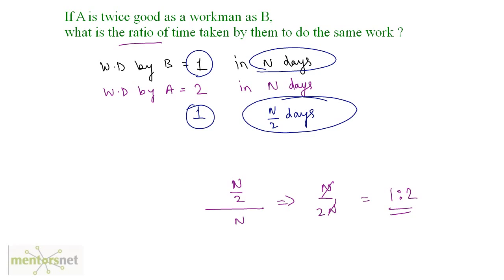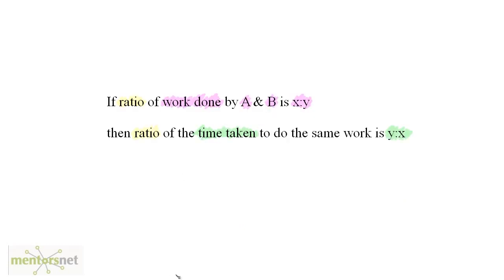Now this leads us to a conclusion, a law or a formula. If the ratio of work done by A and B is x:y, then the ratio of the time taken to do the same work is the inverse of this ratio, or the reciprocal of this ratio. So if the ratio of work done is x:y, then the time taken will be the opposite, y:x.